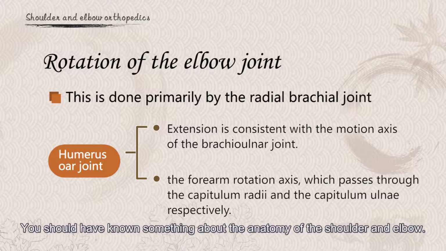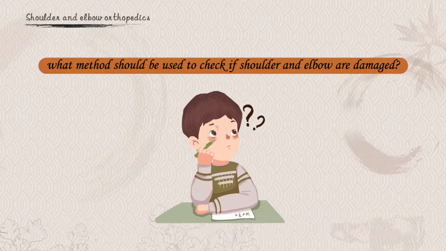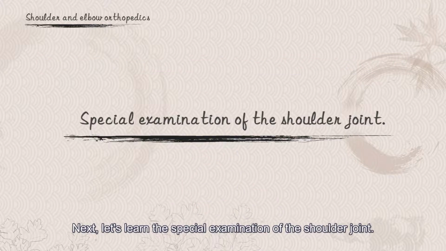You should now know something about the anatomy of the shoulder and elbow. So what method should be used to check if the shoulder and elbow are damaged? Next, let's learn the special examination of the shoulder joint.